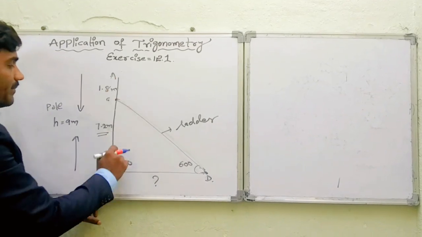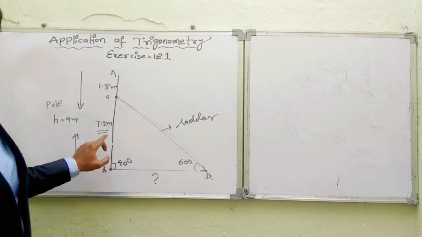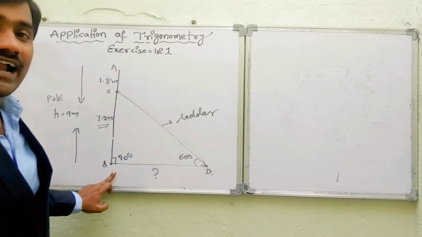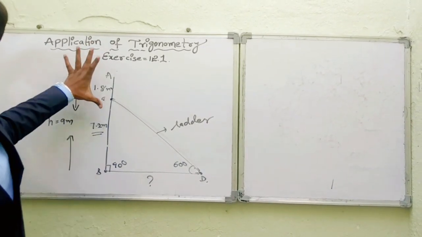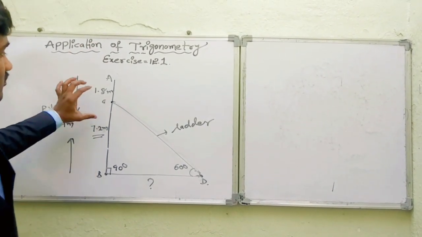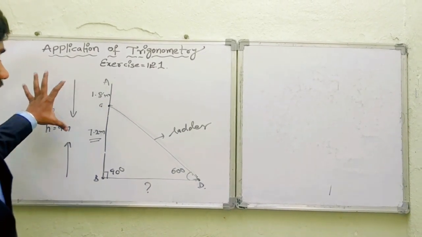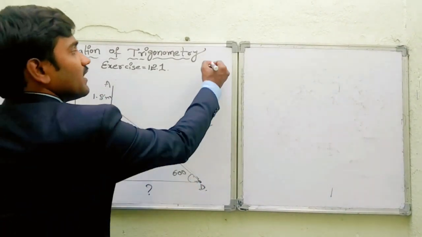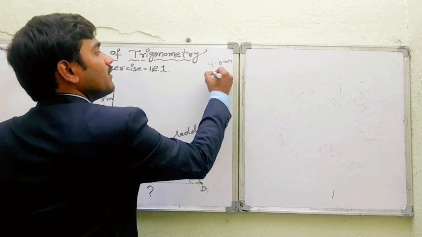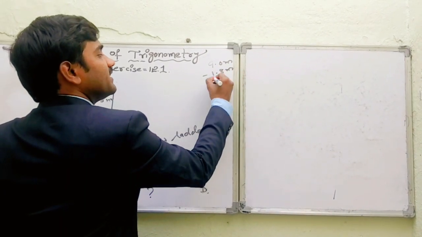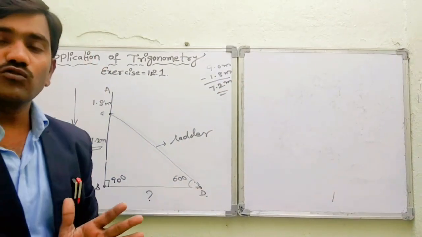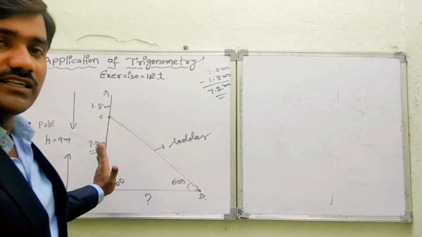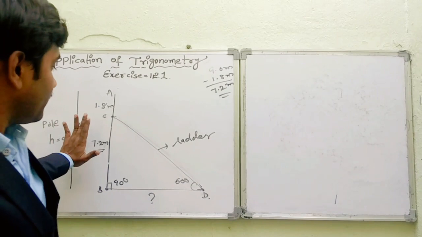Here AB is the complete length of the pole. That is 9 meters. So he did not climb the complete pole now. He comes 1.8 meters below the top of this pole. That means complete 9 meters minus 1.8 meters, that means 7.2 meters. That means you have to climb up only 7.2 meters to do the repair work.